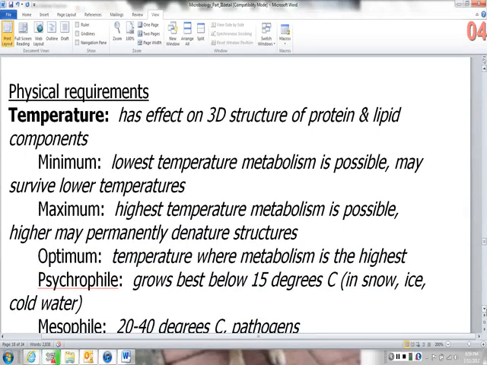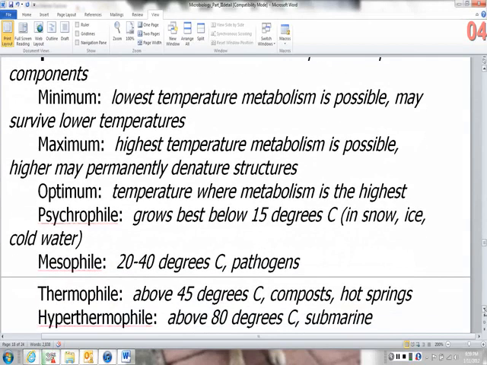The maximum temperature is the highest temperature where metabolism is possible. Higher temperatures may permanently denature structures, damaging the cell. The optimum temperature is where the metabolism is highest. For many pathogenic bacteria, the optimum temperature is 37 degrees Celsius, or human body temperature.